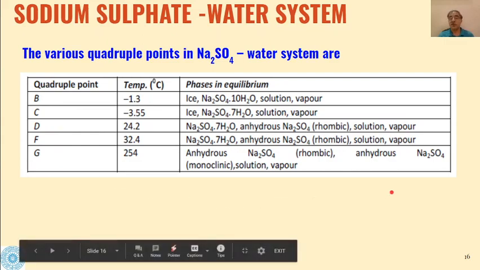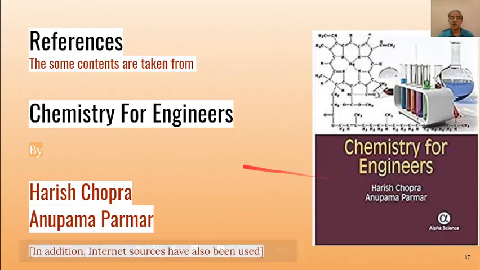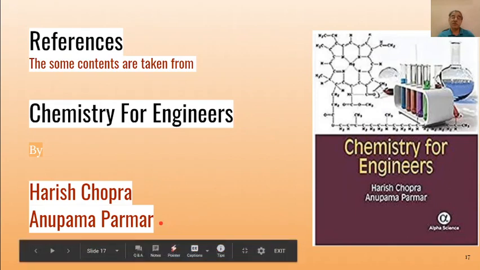and at all these points, the degree of freedom will be 0 and the system will be an invariant system. So this is the book which has been used for preparing this lecture, Chemistry for Engineers by Harish Chopra and Anupama Parmar.